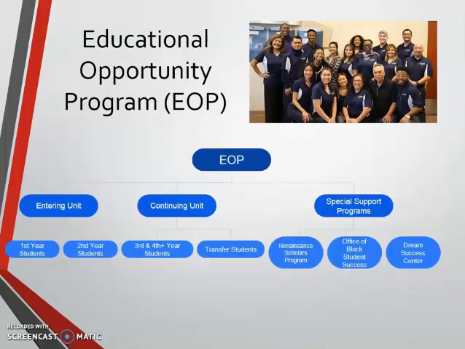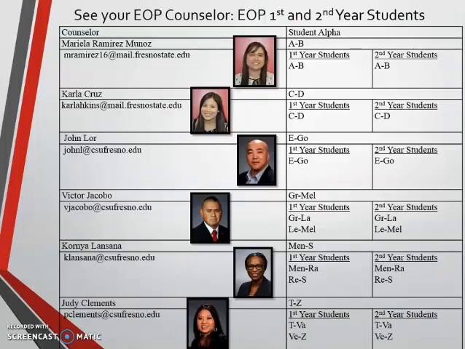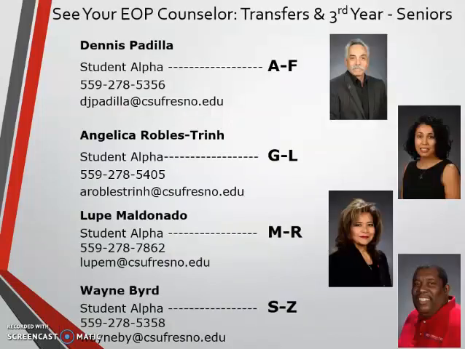If you are an EOP student, you have an EOP counselor. Your assigned counselor depends on the number of years you have been at Fresno State, whether you are admitted as a freshman or a transfer student, and your last name. It is also possible to be part of EOP and a special support program. If you are a first or second year student that started as an incoming freshman, contact your assigned counselor based on the first letter of your last name identified here. You will also have a peer mentor for additional support. If you are a transfer student, third year student, fourth year, or more, contact Dennis, Angelica, Lupe, or Wayne.